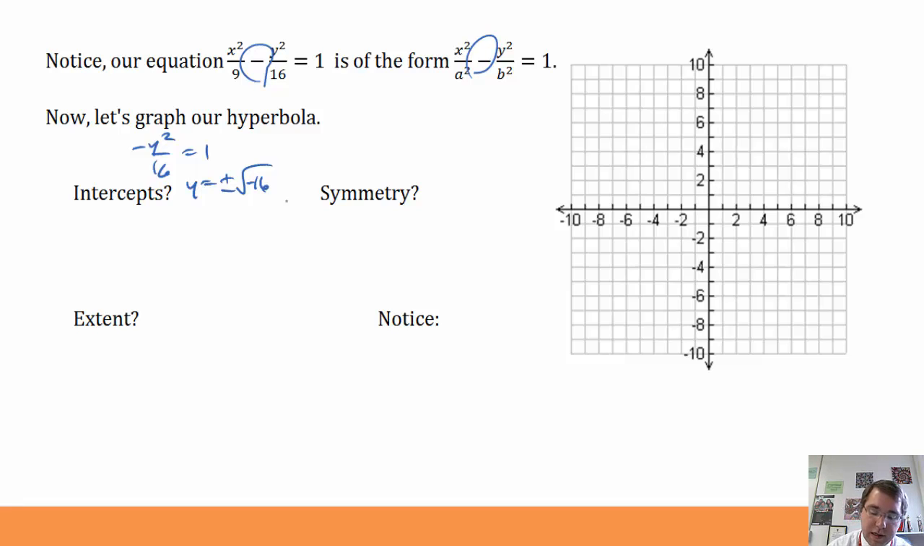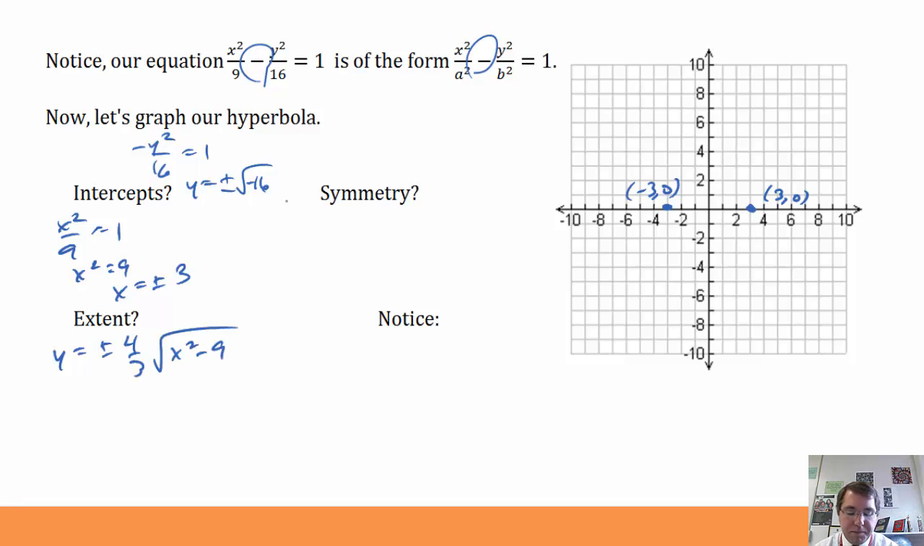What about x-intercepts? If y is 0, then we've got x squared over 9 equals 1, which means x squared equals 9, so x equals plus or minus 3. I've got two x-intercepts, one at (3, 0) and one at (-3, 0). Very good. What is the extent of my graph? If I were to solve it for y, I'd have y equals plus or minus 4/3 times the square root of x squared minus 9.